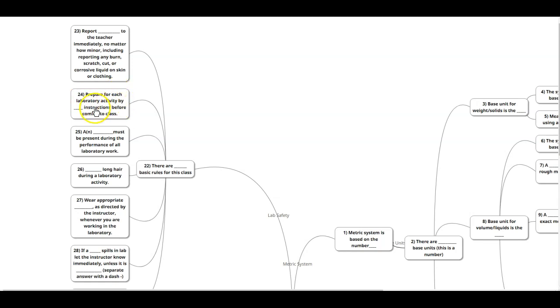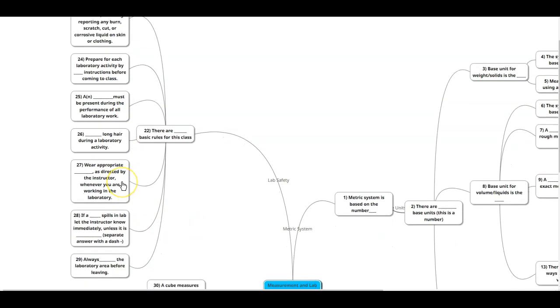Prepare for each laboratory activity by reading instructions before coming to class. Also, our protocol person helps out with this. They're the ones who actually read it during the lab. Make sure you look at the notes for those little extra details that we added in between lines. Okay, number 25. An instructor must be present, or a teacher must be present during all laboratory work. Confine long hair, tie long hair, confine or tie long hair will work.